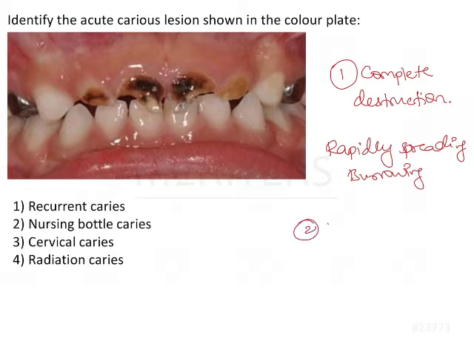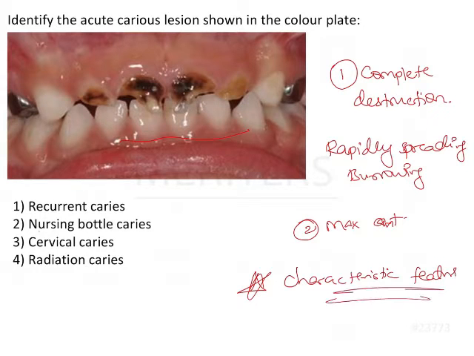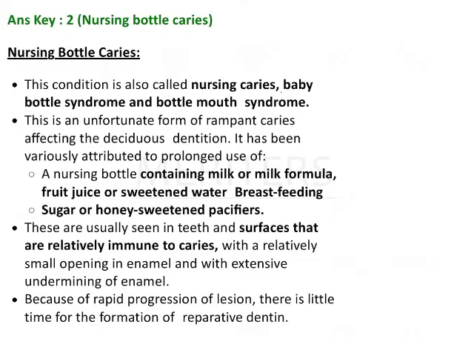Another very important thing to note from the image is the distribution of the caries. So only the maxillary anterior teeth seem to have been affected, whereas the lower anteriors are all spared. This is a very characteristic feature of nursing bottle caries. So on the basis of these points, we can very easily identify that the image in the question is of a nursing bottle caries.